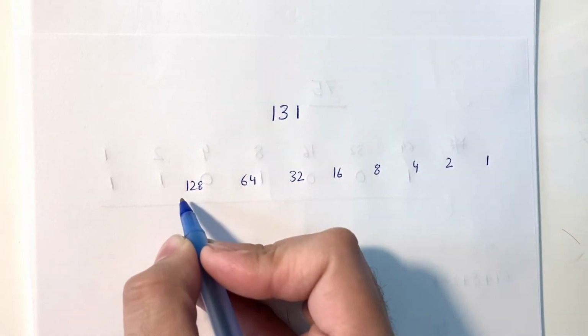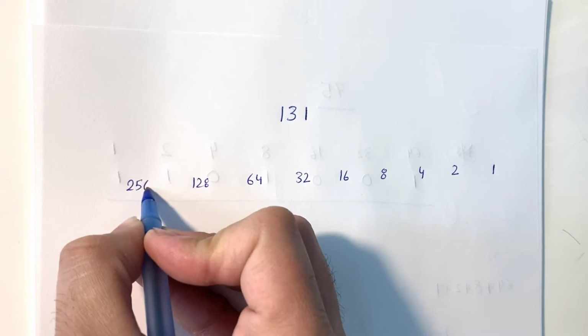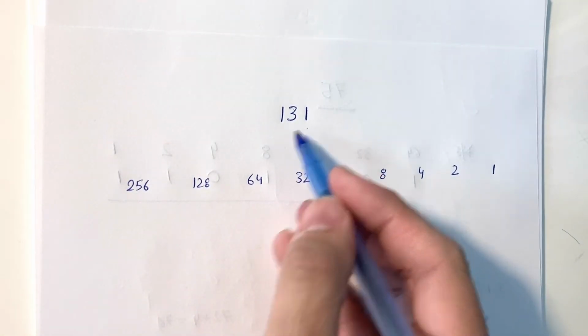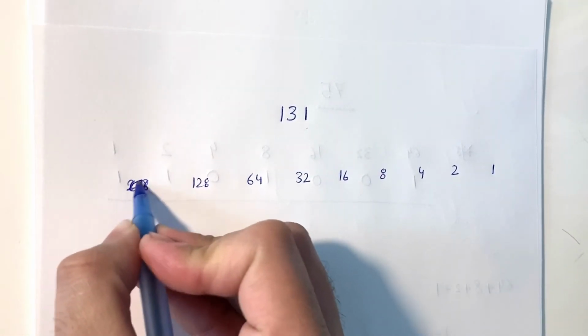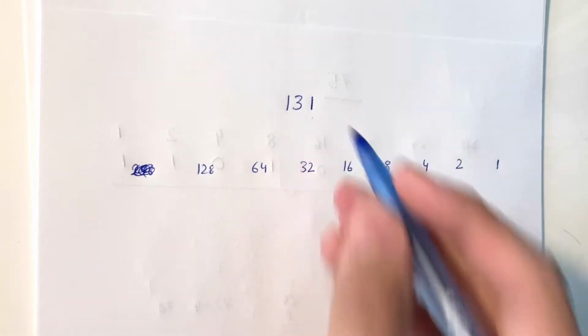128. Again, it is greater than 128, so we will go to 256. Do we need 256? No, because 131 is smaller than 256. We don't need it. We will end at 128. Now let's see what would be the binary for that. So we need to make 131.